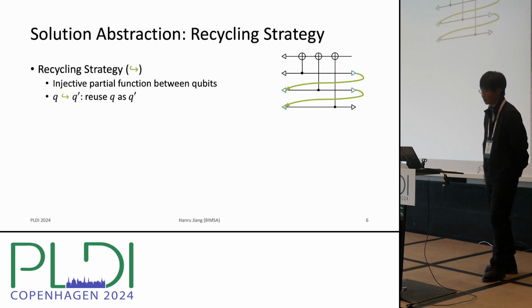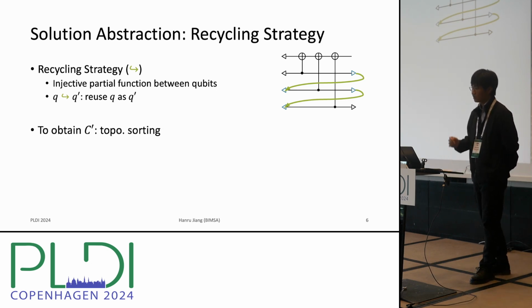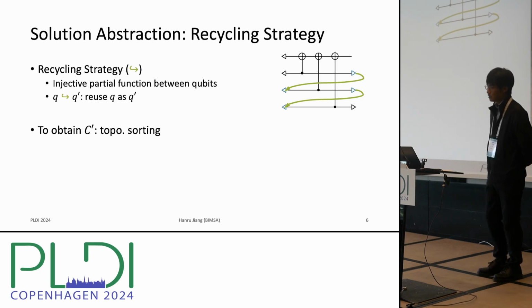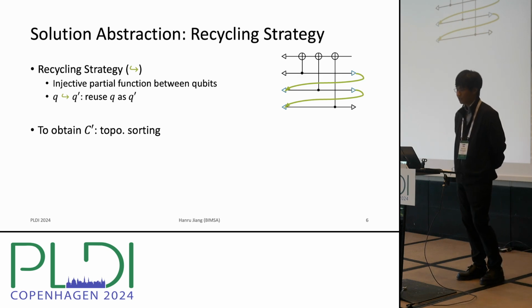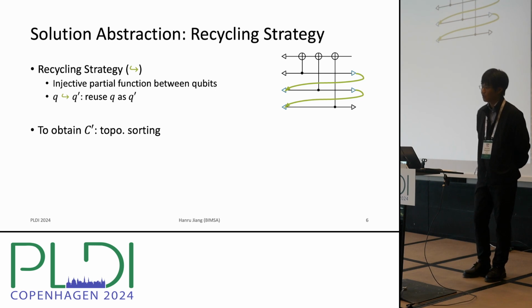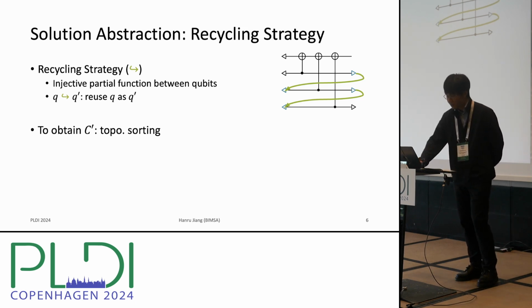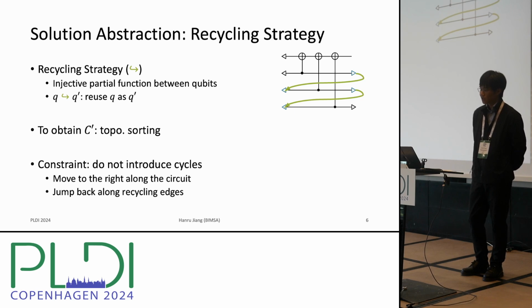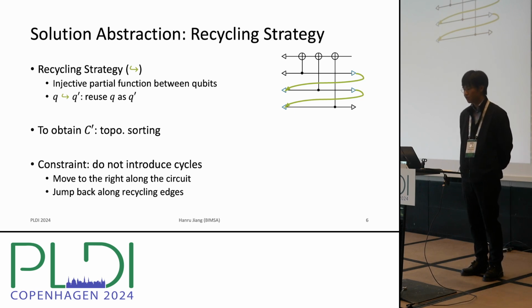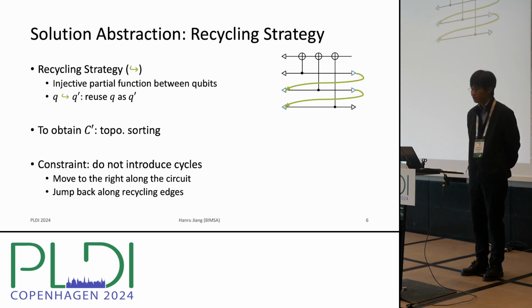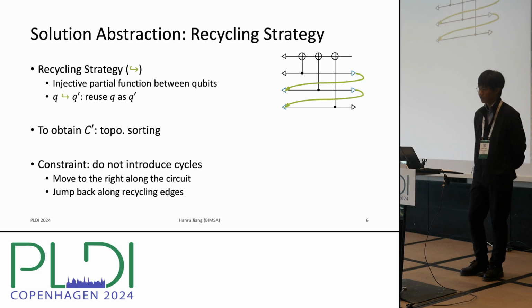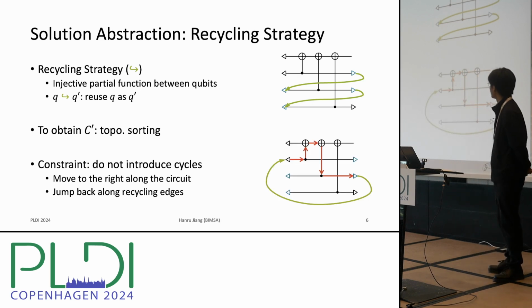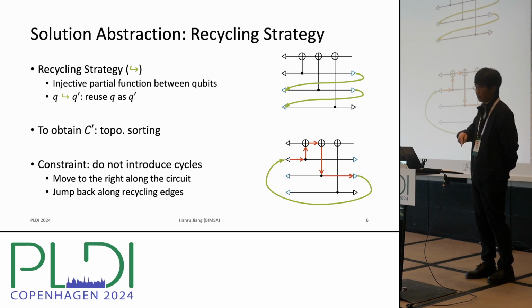To obtain an optimized circuit, we can simply add a green edge for the recycling strategy and do topological sorting on this quantum circuit, if you are familiar with the DAG representation. But not every recycling strategy is appropriate. An easily observed necessary condition is that the recycling edges should not introduce cycles in the circuit. That is, if we move from left to right along the circuit, for example, in this circuit, we can move from left along the red path and jump back through the green path.